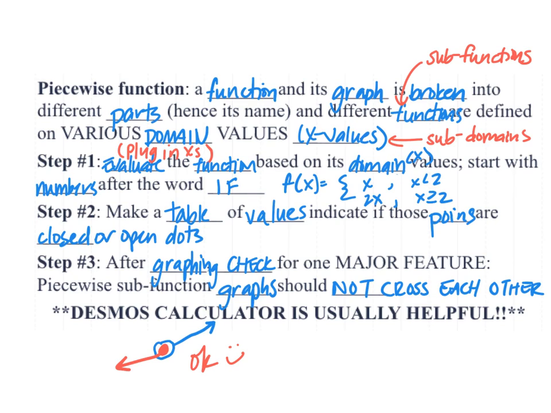However, actually another instance is 2 open dots on the same position. That's also okay. So they're not technically crossing each other because they're not really overlapping. They're not or equal to. So this is also okay.